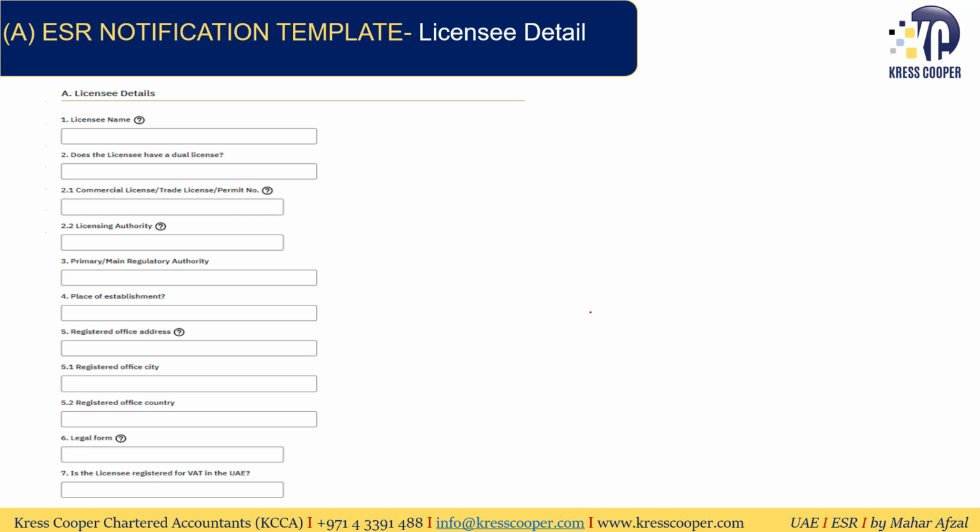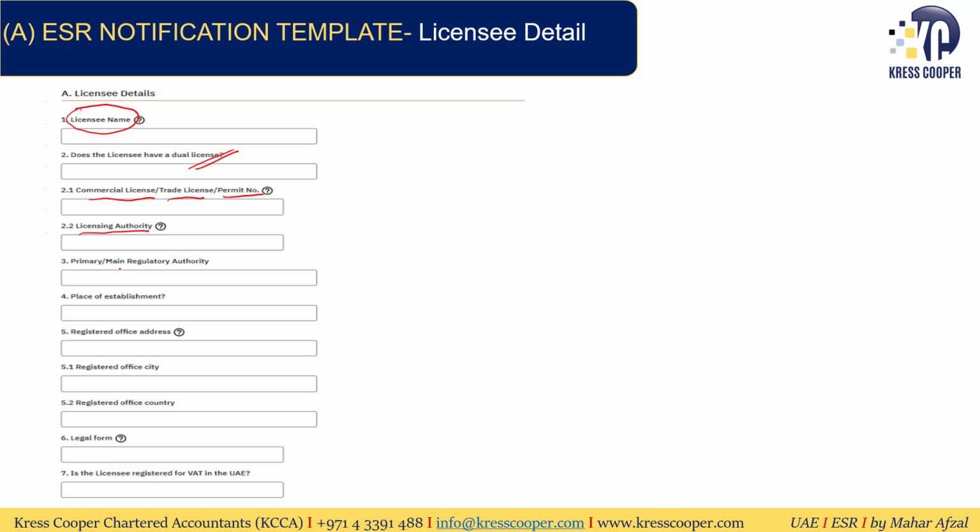So, ESR notification section A deals with the licensee detail. Simple, straightforward. They are asking for the licensee name as per the trade license. Does the licensee have a dual license? If the licensee has multiple licenses, then we need to mention the other name of the licensee as well. We need to mention the commercial license, trade license or permit number, and the licensing authority which has issued the commercial license, trade license or permit to the licensee.